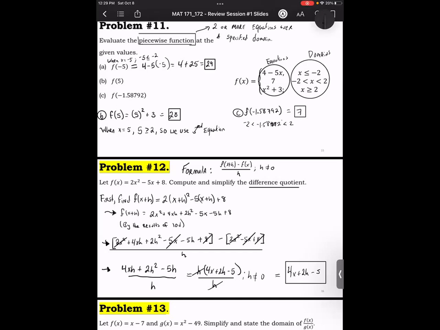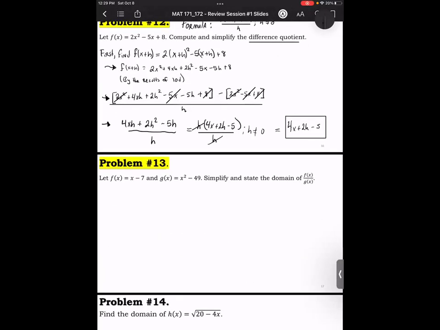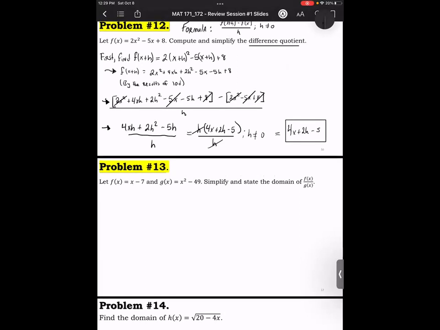Okay, so that's problem 12. Let's look at problem 13. Problem 13 states, let f of x equal x minus 7, let g of x equal x squared minus 49. Simplify and state the domain of f of x over g of x.